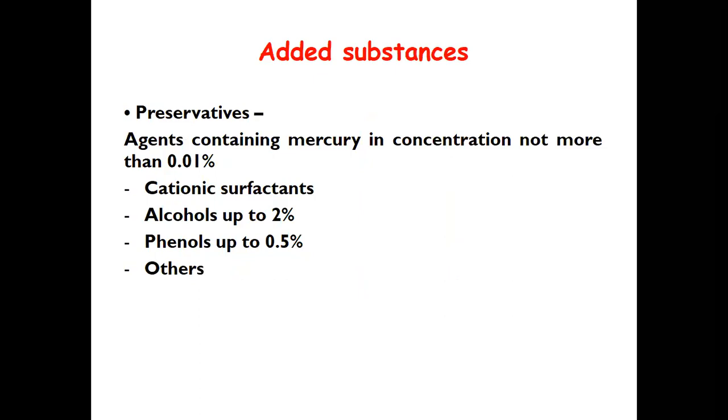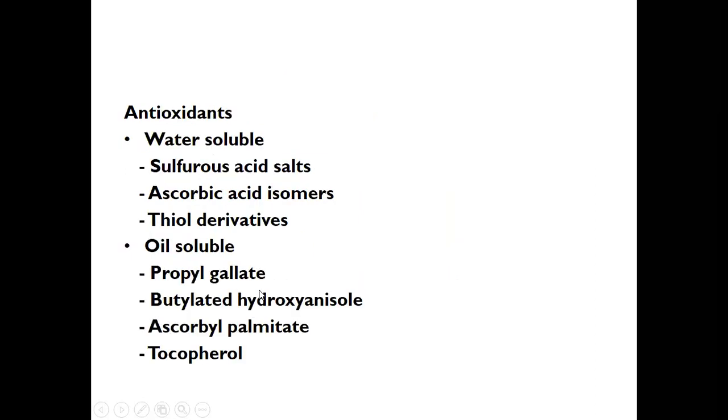Added substances: the first is preservatives. So agents containing mercury in concentration not more than 0.01%. Then cationic surfactants are also used as preservatives. Alcohols up to 2%, phenols up to 0.5%. Antioxidants: different types like water soluble antioxidants, such as sulfurous acid salts, ascorbic acid isomers, and thiol derivatives, whereas oil soluble antioxidants are propyl gallate, butylated hydroxyanisole, ascorbyl palmitate, and tocopherol.